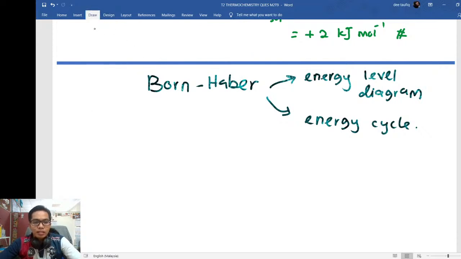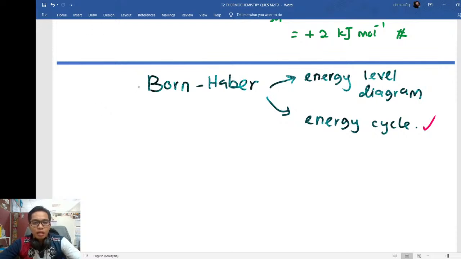Which one is the easiest? Yang ni paling senang. Energy level diagram dia okey, cuma dia lebih leceh, lebih time consuming, a little bit fussy to draw because it contains a certain rule. Energy cycle dia lebih bebas.